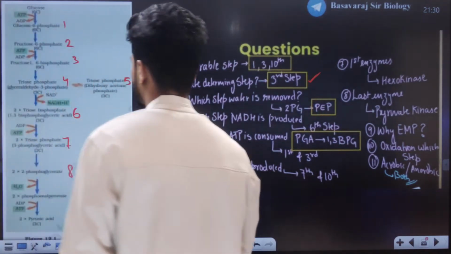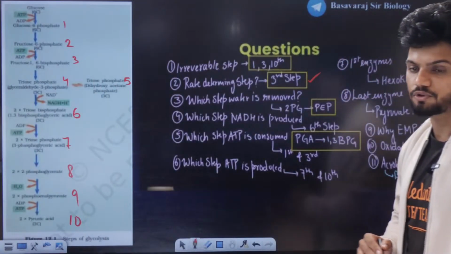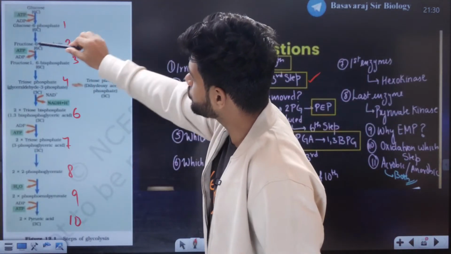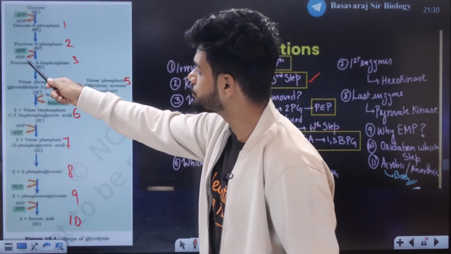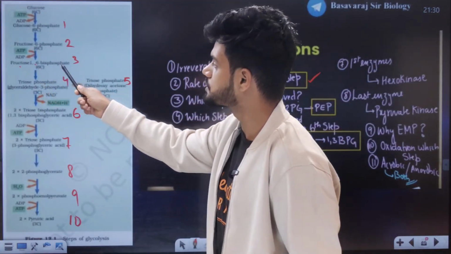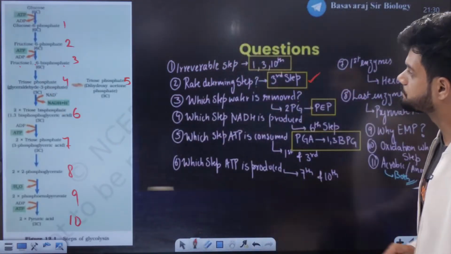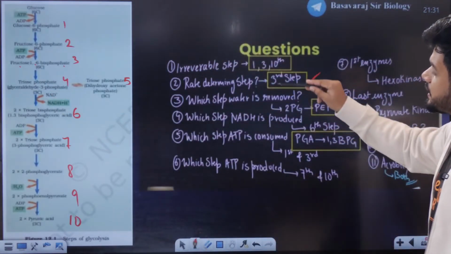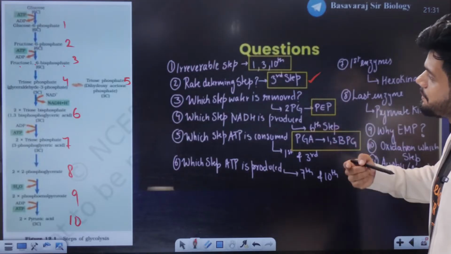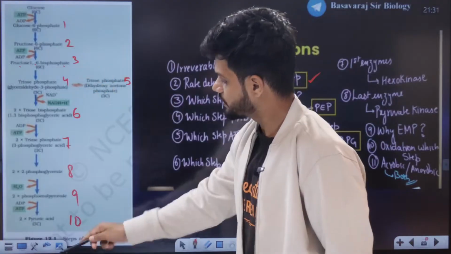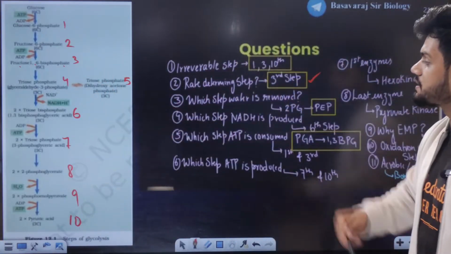Okay. All the steps are on the board. The third step is where fructose 6-phosphate is converted to fructose 1,6-bisphosphate. It is an irreversible, rate-determining step. The irreversible steps are the first step, the third step, and the tenth step.